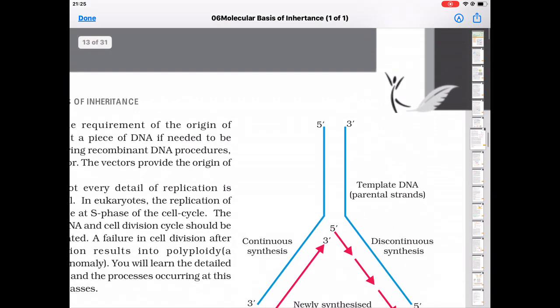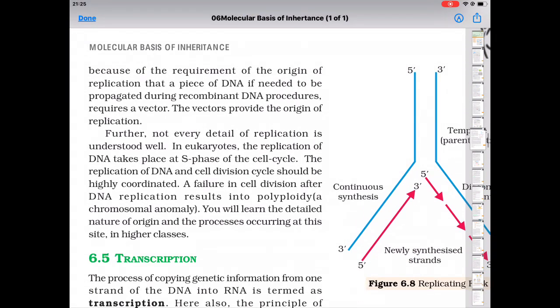In eukaryotes, the replication of DNA takes place at S phase of the cell cycle. The replication of DNA and cell division cycle should be highly coordinated. A failure in cell division after DNA replication results in polyploidy. If after replication cell division does not occur, then polyploidy can occur in the cell.